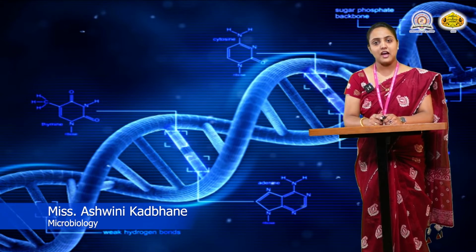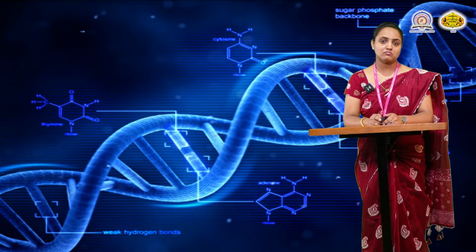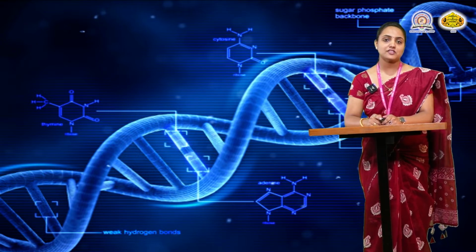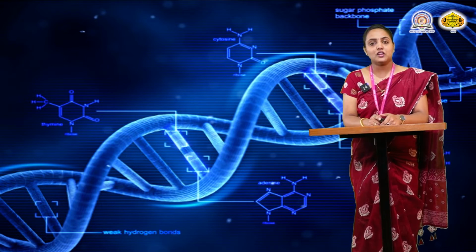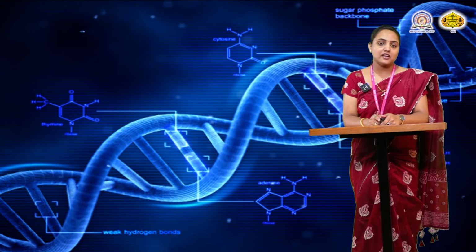So today I am going to take SYBSc paper number 1 of semester number 4, that is genetics. Today we are going to learn about the structure of RNA and DNA. It comes under the topic understanding DNA. So here we are going to start.